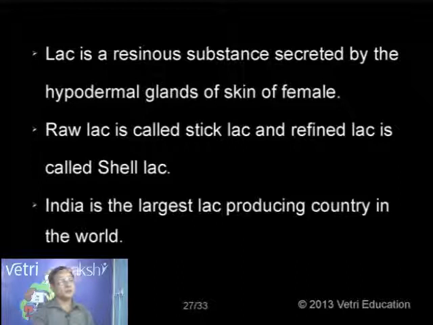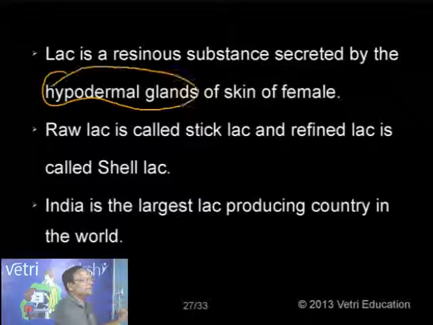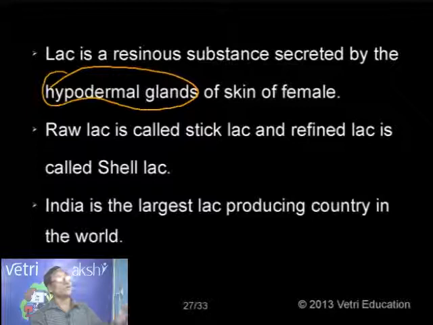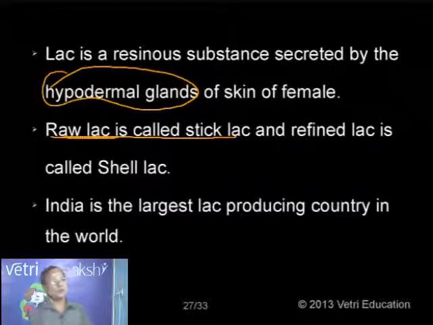of the female, namely the hypodermal glands, present below the epidermis, and it is making a cocoon. This cocoon is normally resinous. That resin-like substance it produces is used, unlike for example the silk cocoon. It is normally hard and secreted by the hypodermal glands of the skin of the female. Now, the lac that is obtained without being purified and refined is called raw lac, also called stick lac.